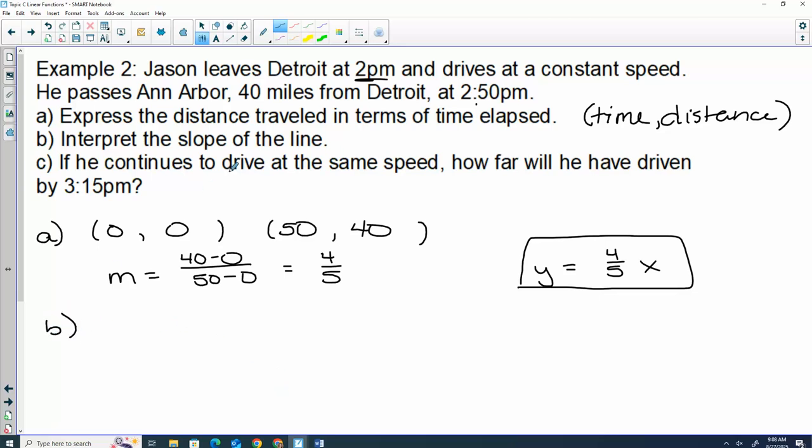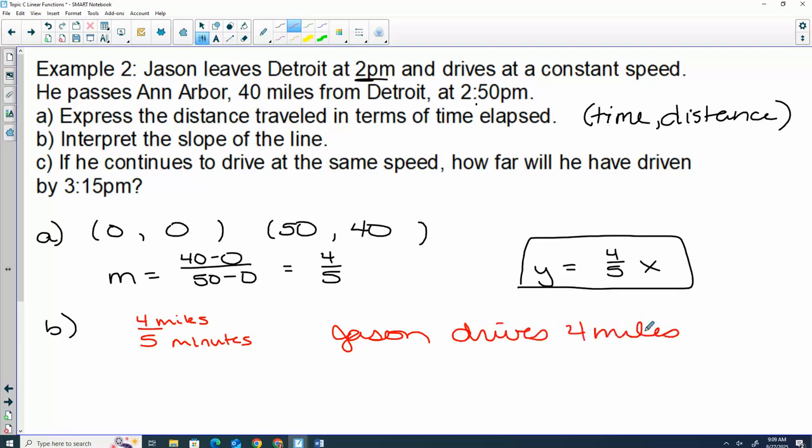Okay. Interpret the slope. So think about what we have. We have 4 over 5. What's the unit on my 4? That came from my y. Careful though. My time, 50, was minutes. Now, could we have converted that 50 minutes into hours and gotten it in terms of hours? Yes, we just didn't. So what does this mean? How would I interpret that? Exactly. Drives 4 miles every 5 minutes.